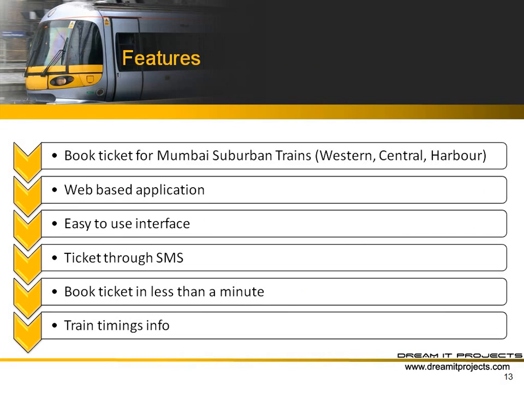Now the features. What features is this project providing? You can book a ticket for any of Western, Central or Harbour. It's a web-based as well as a mobile-based application. You will also have a web interface where you can log in and check all the history and all those things. Easy to use interface. The interface will be very easy. If you want to send an SMS, the format will be very easy. If you don't know the format, just send an SMS and you will get back the entire format of how the message has to be sent. You will get a ticket through SMS, so there is no need for paper.